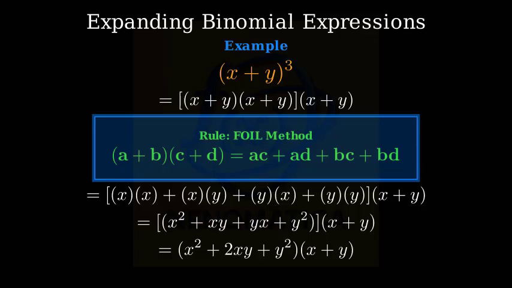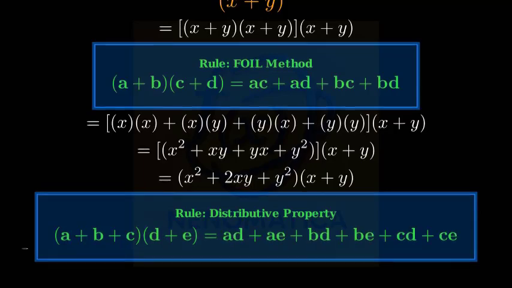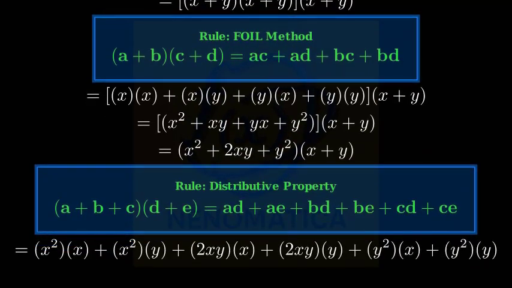Note that xy and yx are the same thing, so we can rewrite it as x squared plus 2xy plus y squared. Now we need to multiply this simplified expression by x plus y. We'll use the distributive property. We multiply each term inside the first bracket by each term in the second bracket. So we have x squared times x, x squared times y, 2xy times x, 2xy times y, y squared times x, and y squared times y. Let's simplify by performing each of these multiplications.